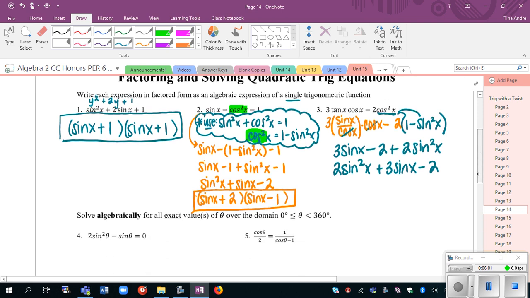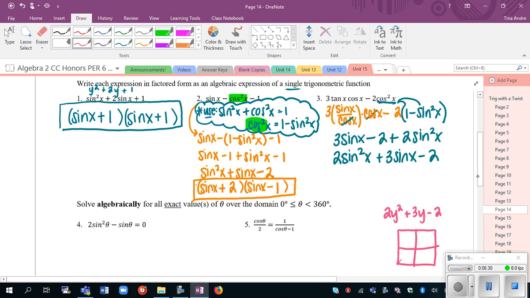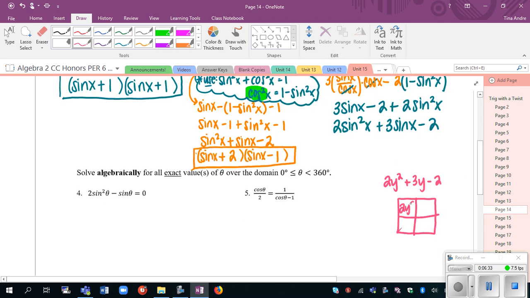And now I have to factor this. So off to the side here, if you need help with this to factor, you can use the grid to factor. You can think of this as 2y squared plus 3y minus 2, basically letting sine x equal y. That's what I did. And then I can use the grid if I need to. So in order to use the grid, first term, first box, last term, last box, we're looking for numbers that are going to add to 3, but then multiply to negative 4.